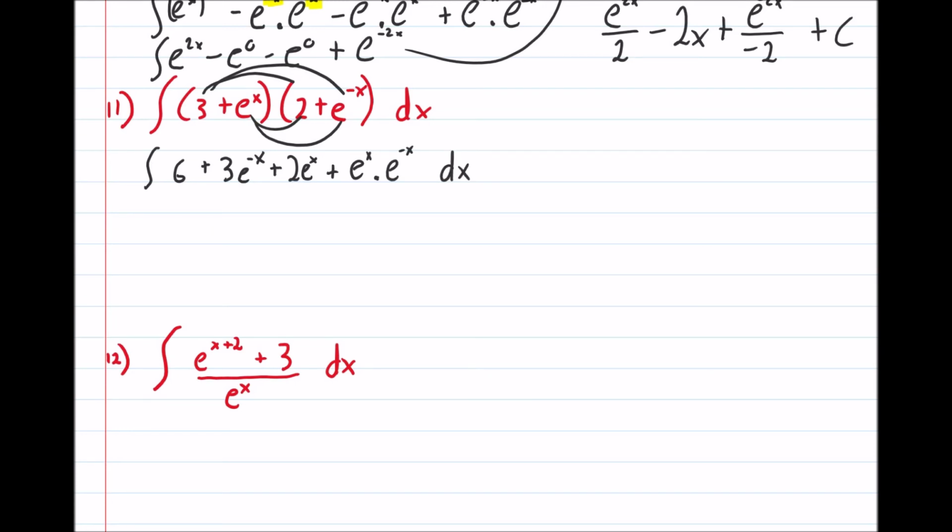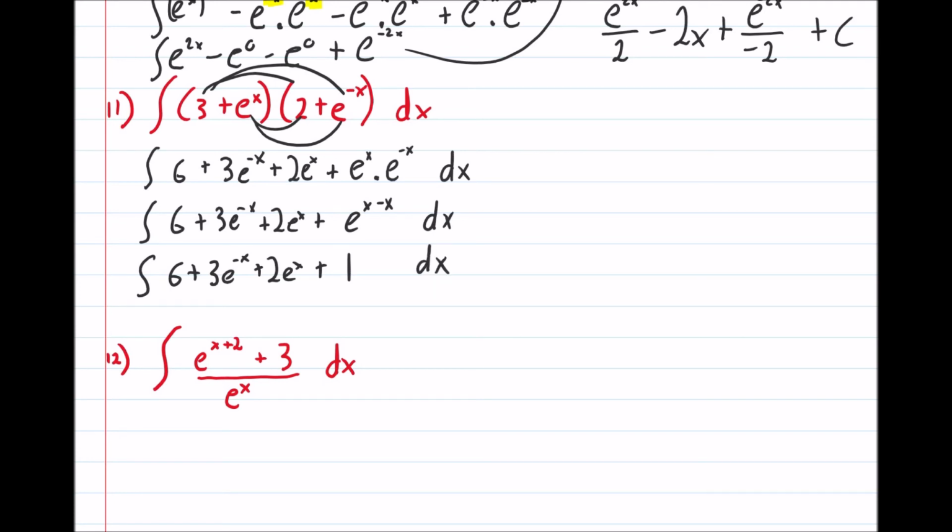That will give me 6 plus 3e to the minus x plus 2e to the x plus, well, if we're multiplying, and it says we add the power, so it'll be e to the x minus x, so 6 plus 3e to the minus x plus 2e to the x plus e to the power of 0, and anything to the power of 0 is 1. Okay, I really should be putting in my dx's the whole way down.